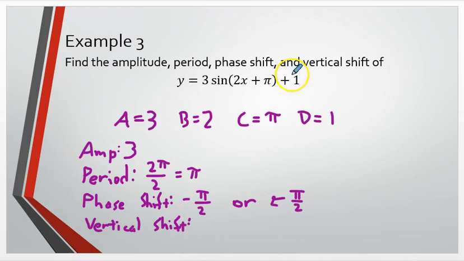And then the last one is the vertical shift. You don't have to do anything for this number. It's just whatever D is. The fact that that was a positive means it's going up, so the positive indicates that, or you could just draw an arrow or write up 1 unit.